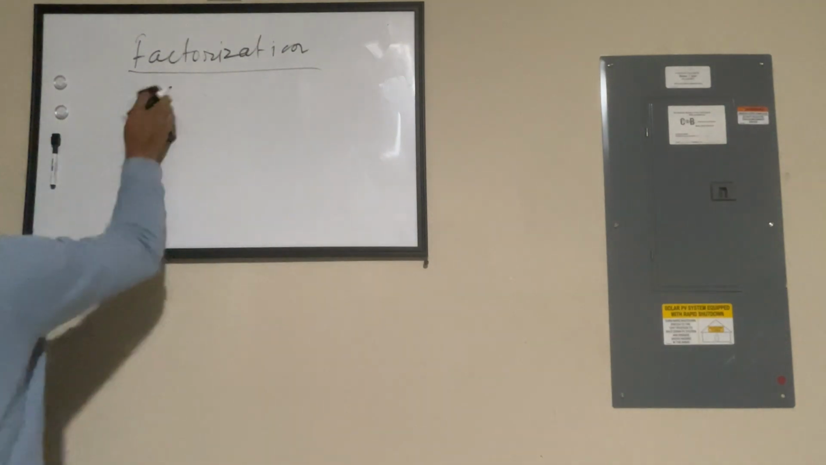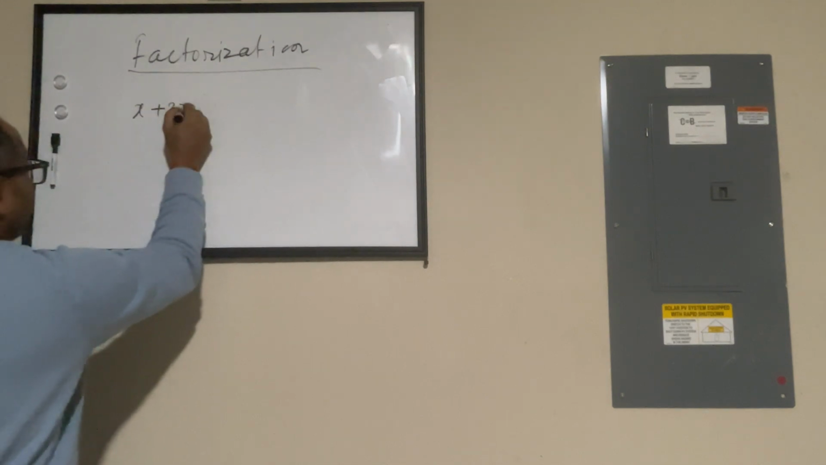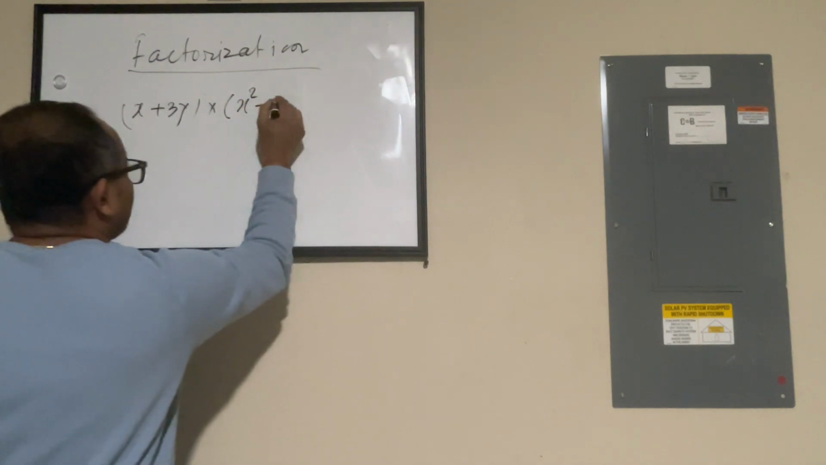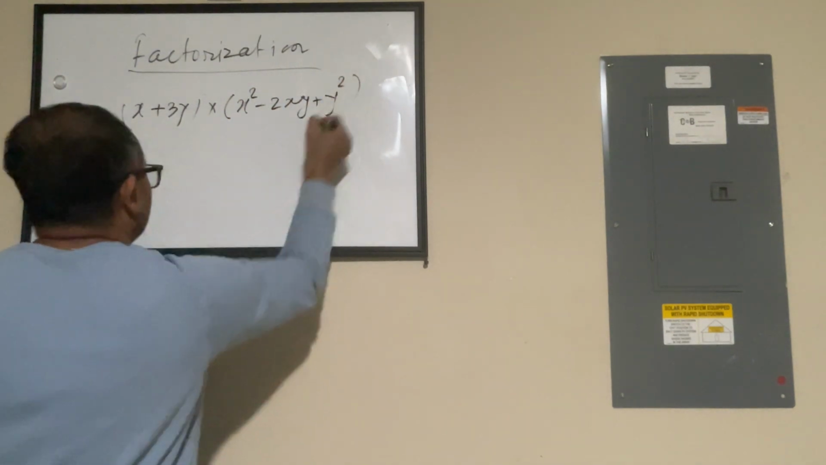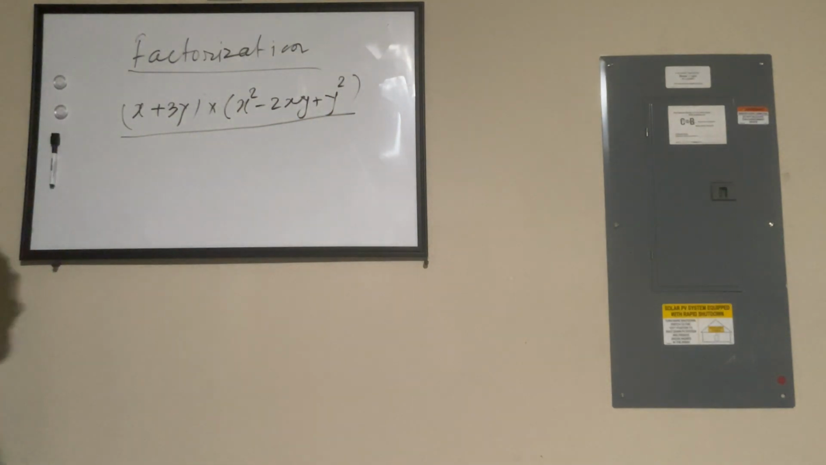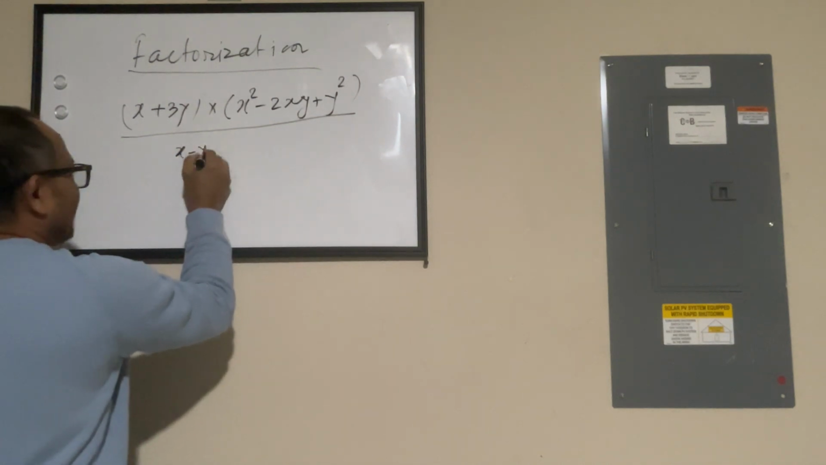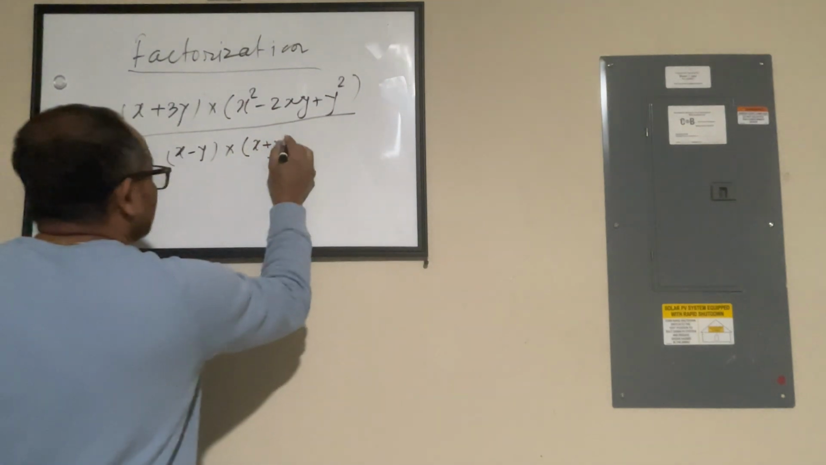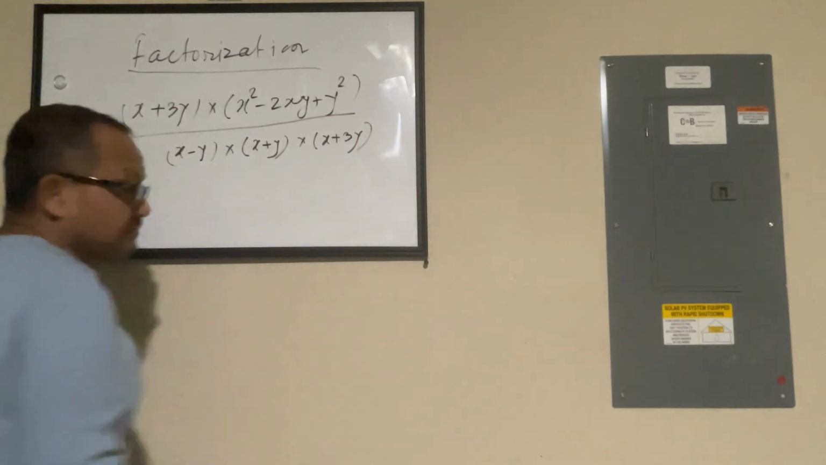I will do something that is doable. X plus 3y into x squared minus 2xy plus y squared. It's like our test time to see x minus y into x plus y into x plus 3y. Can I do it? This one is for Myra.